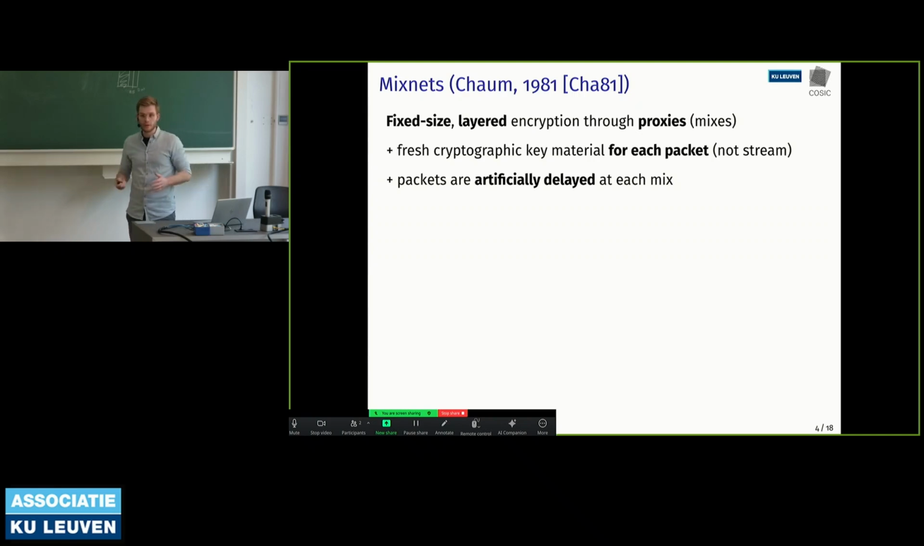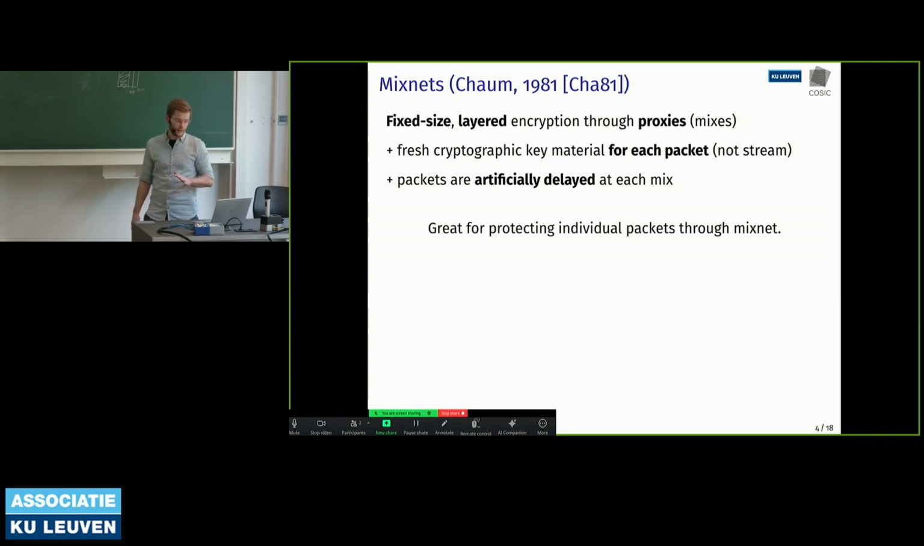And then, very crucially, to break the timing dependencies, mixes will artificially delay packets. So in addition to propagation delay, because it already takes some time to send packets through a network, there come artificial delays that will hold back packets for a specific amount of time or according to some mixing strategy at the intermediate mixes before forwarding them. Okay, this is basically how a mixnet works, roughly.